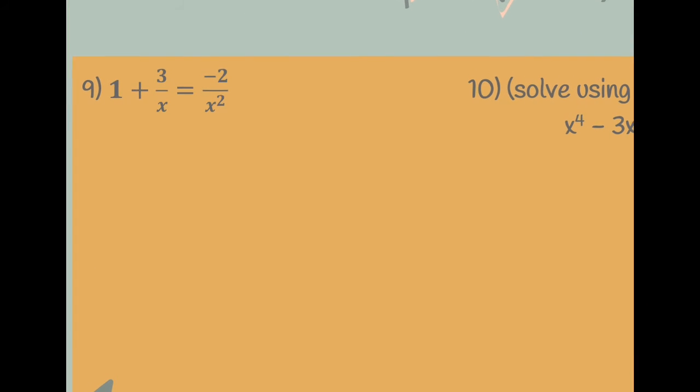Because there's a variable in the denominator, I would say x squared cannot equal 0, which means x cannot equal 0 at the end. If it is 0, we're going to rule it out. That's called an extraneous root. But I want to get rid of those.